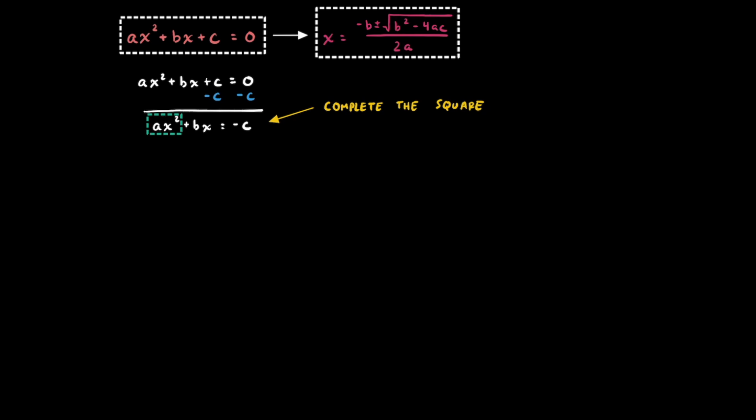To complete the square, this first term must be a perfect square. Since there's no way of guaranteeing that a is a perfect square, we need to get rid of it. To get rid of the a, we're going to divide both sides of the equation by it. Rewritten, we're going to have ax squared over a plus bx over a is equal to negative c over a. These a's in the first term are going to cancel out. A little bit more simplified, I'm going to write x squared plus bx over a is equal to negative c over a. The reason why I left some space is because we need to complete the square.